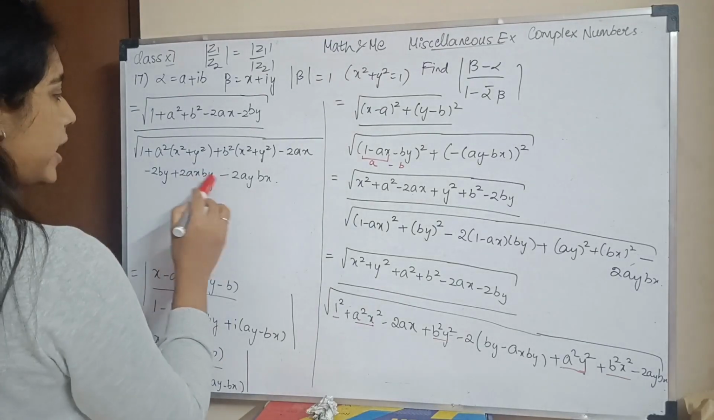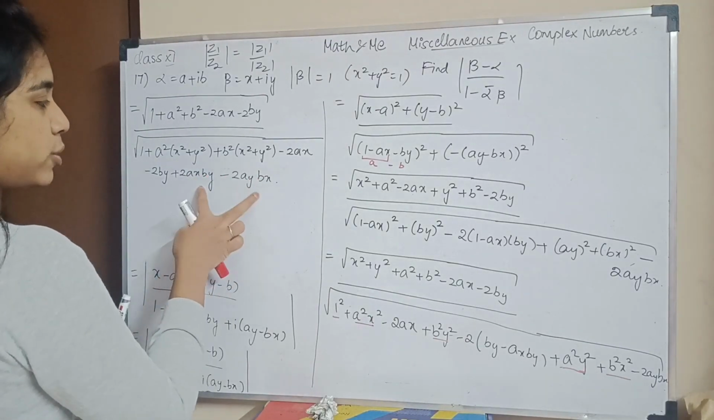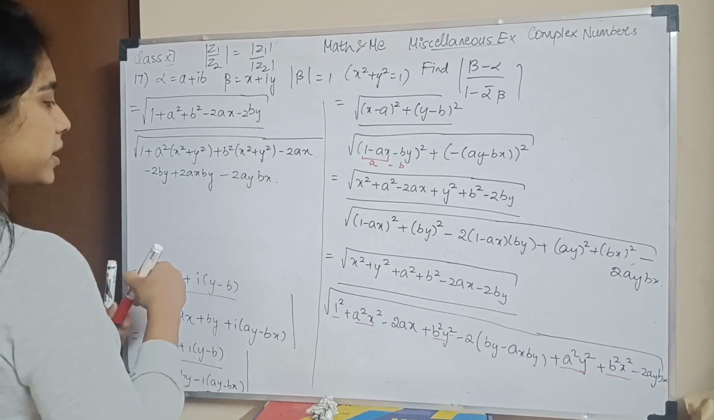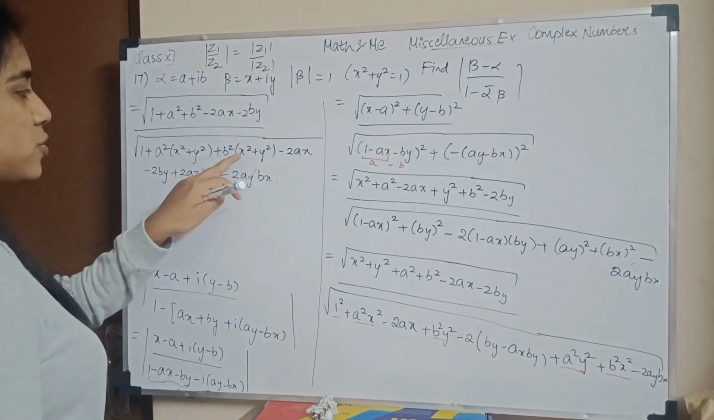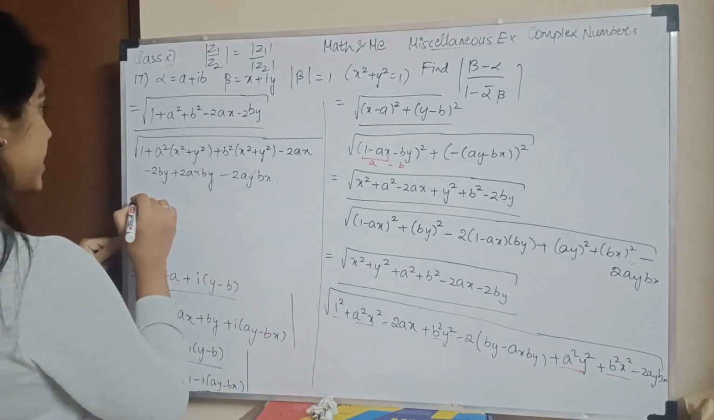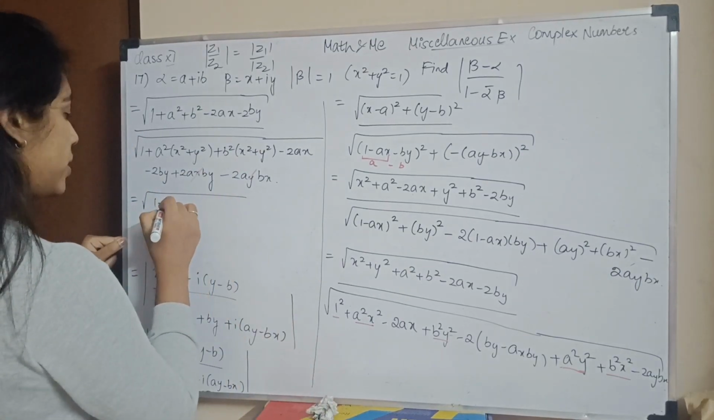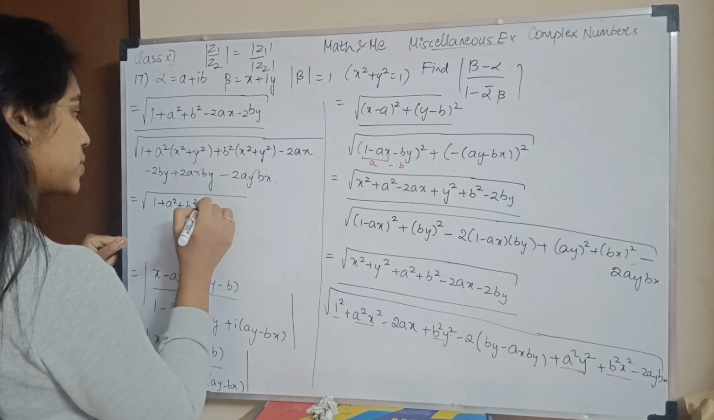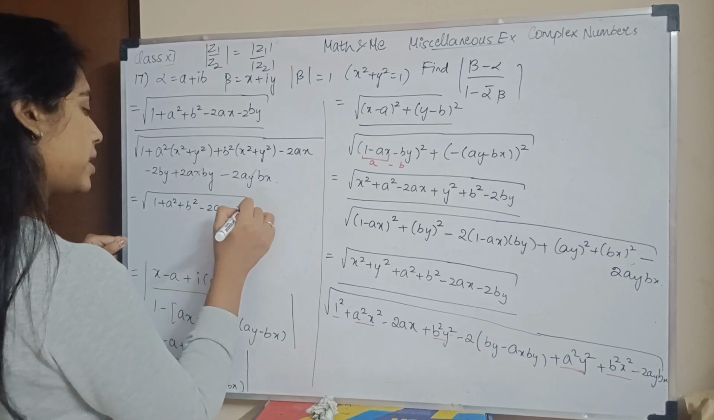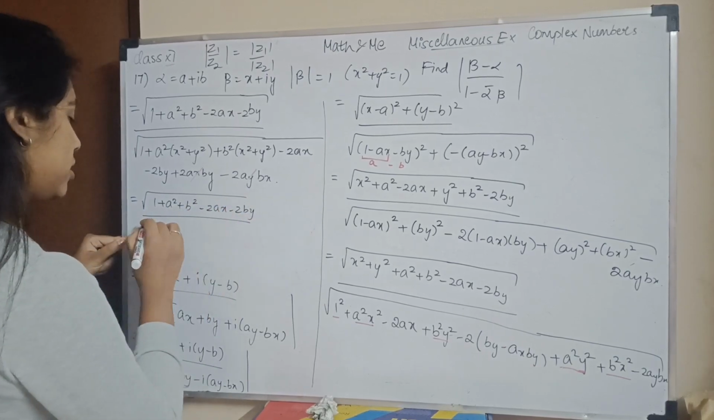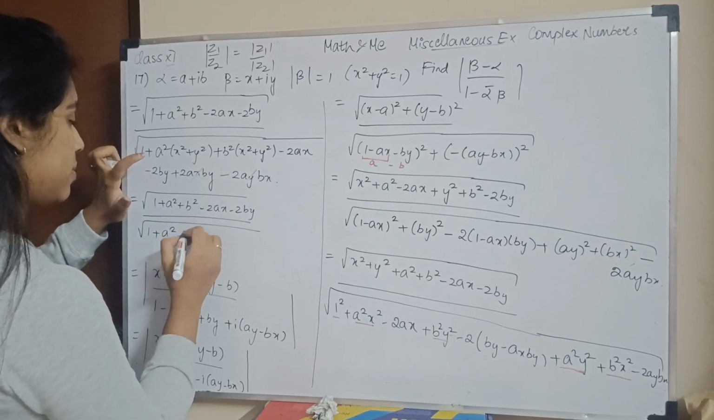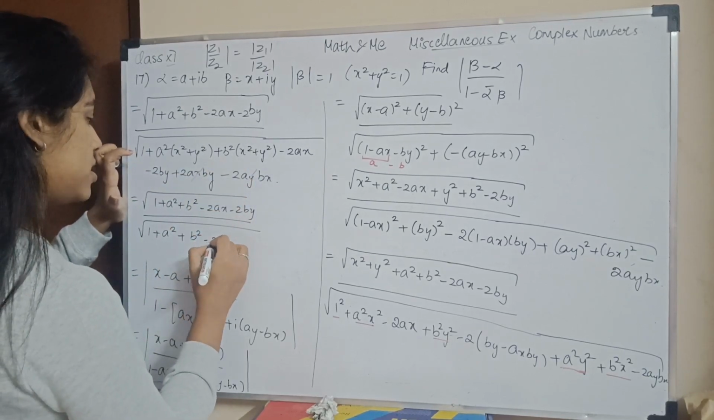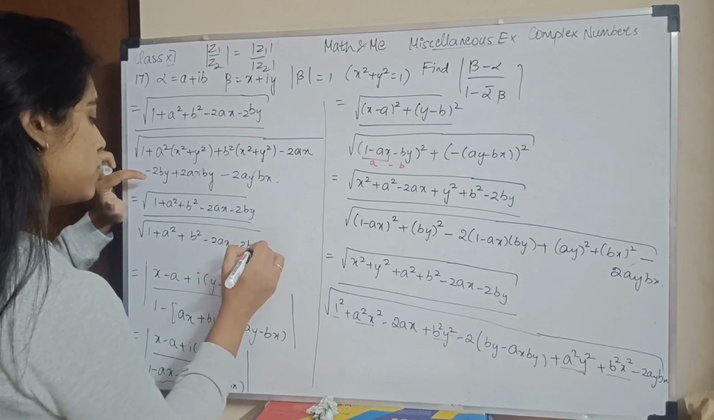So in that, 2ax by and 2ay bx are both the same, right? ax by, ax by. So you can cancel these two terms. So what am I left with? X square plus y square is 1. X square plus y square is 1. So I have root of 1 plus a square plus b square minus 2ax minus 2by divided by the denominator. What is there? 1 plus a square into 1, a square plus b square into 1, b square minus 2ax minus 2by.